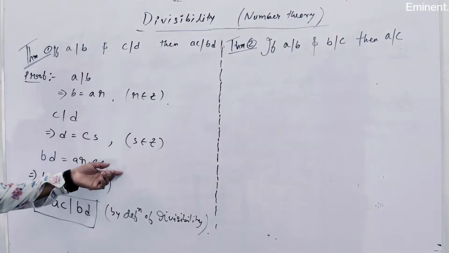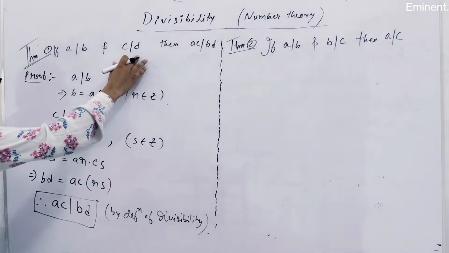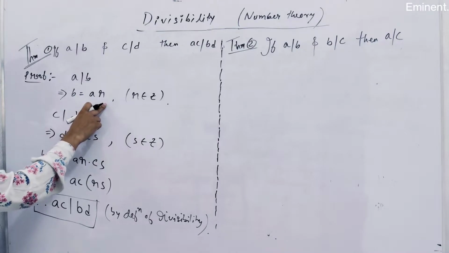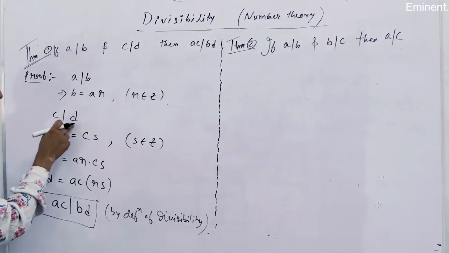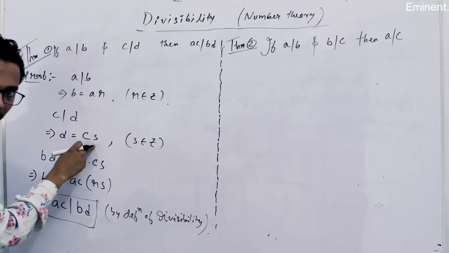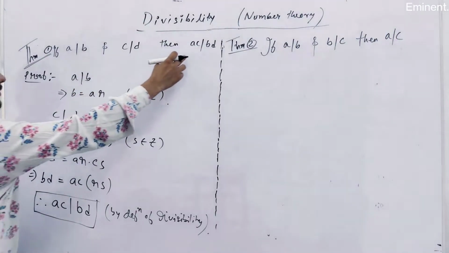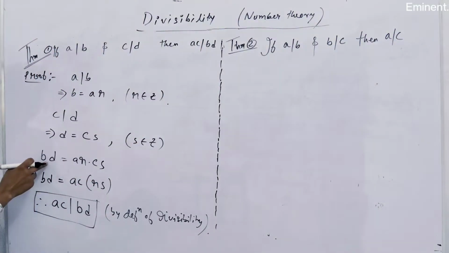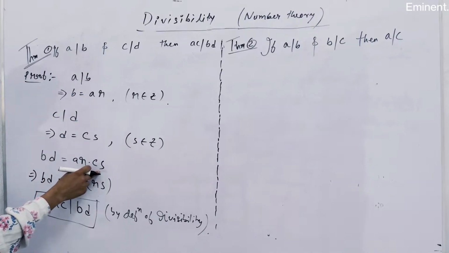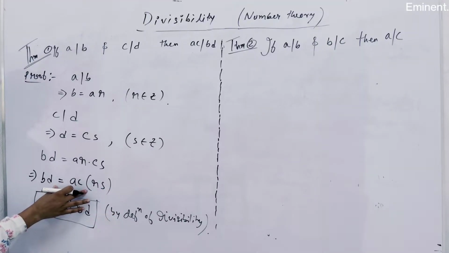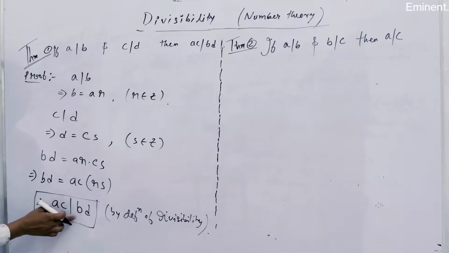I am explaining once more that A divides B and C divides D. It is given A divides B, so you can write B equals AR by definition of divisibility. Since C divides D, you can write D equals CS by definition of divisibility. Here R and S are integers. You have to show that AC divides BD. Now if you find BD, B was AR and D was CS, so AR into CS gives AC times RS. If you consider RS another integer, then by definition of divisibility, from this step you can write AC divides BD.